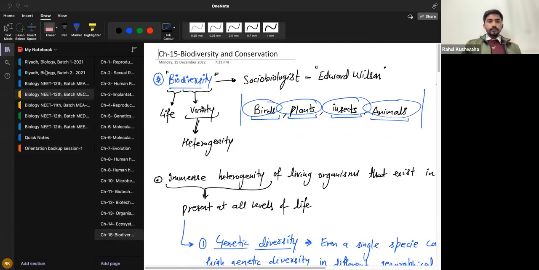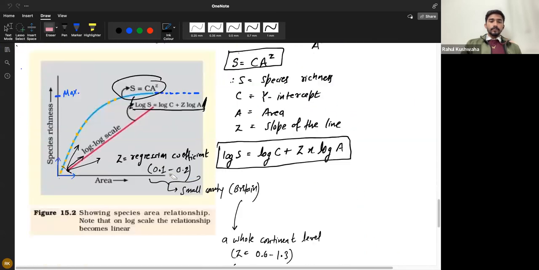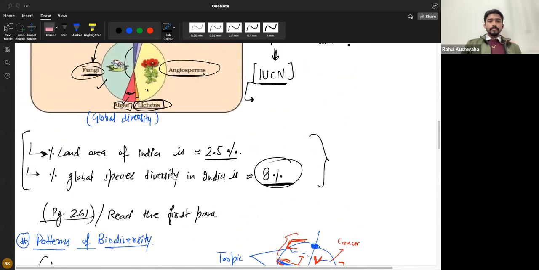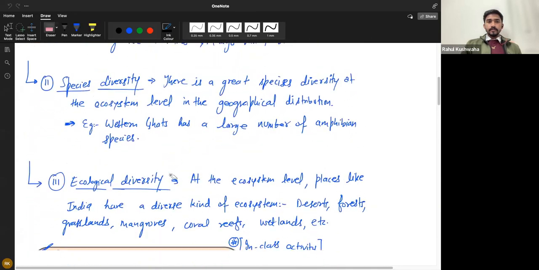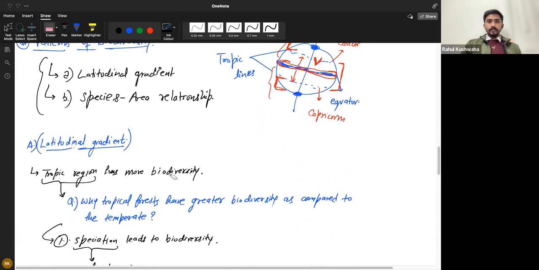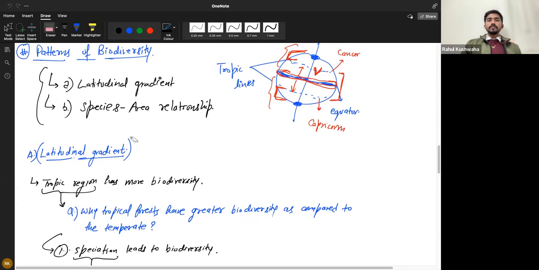Okay, then let's go to the current chapter that we are doing. So where did we start in the last class? I think we did the patterns of biodiversity, right? Okay, correct. So on patterns of biodiversity, would anyone like to give a quick summary? Quick summary, people. Anyone?